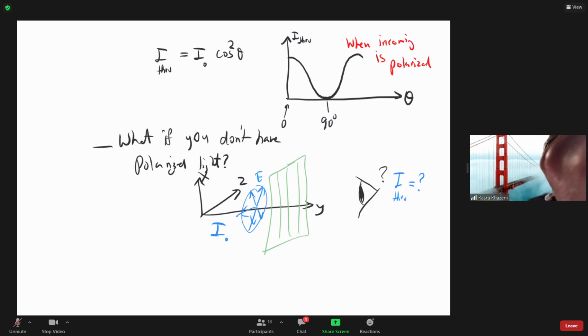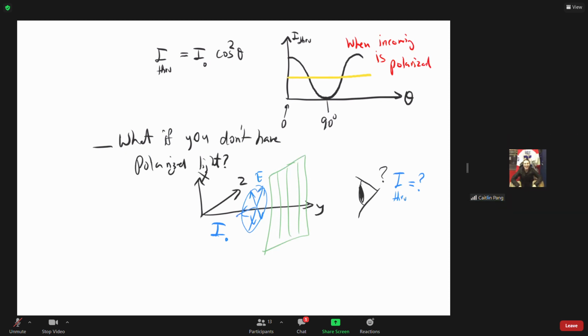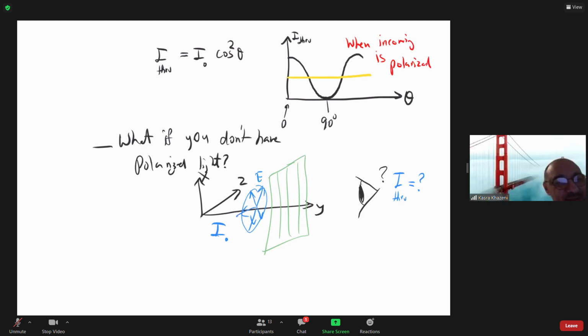What is the average value here? Is it one half of the original intensity? That is correct. What goes through now is the average value of a cosine squared function, which is usually just 1/2. Well, it is always 1/2, not usually.